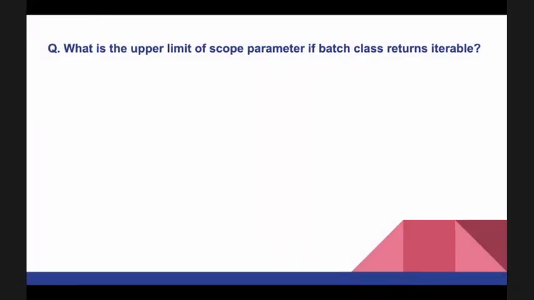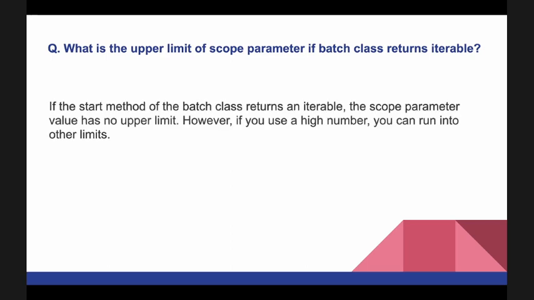What is the upper limit of a scope parameter if the batch class returns an iterable? If the start method of the batch class returns an iterable, the scope parameter value has no upper limit. Correct. Because if you use a higher number, you will run into governor limits. That's correct.